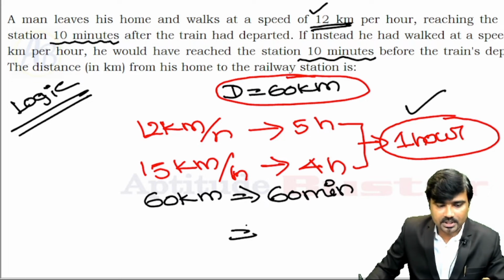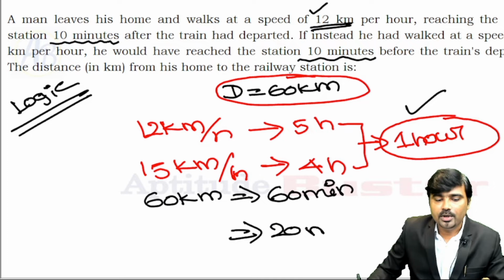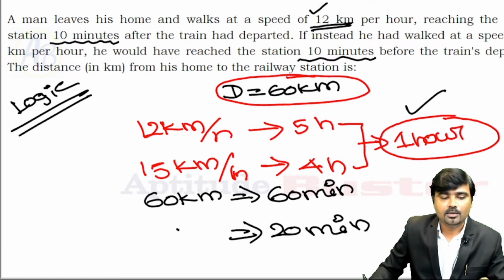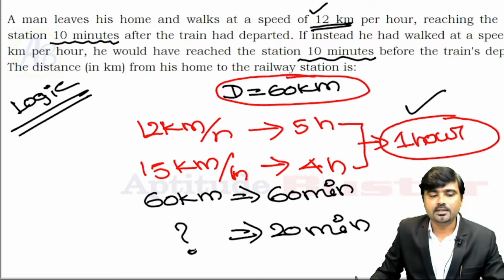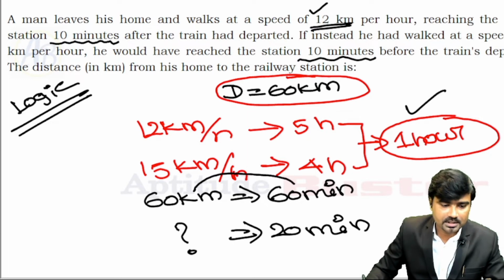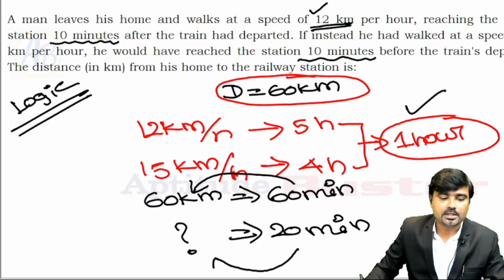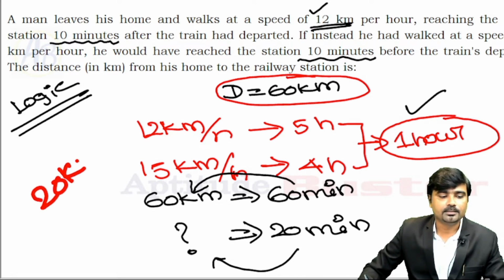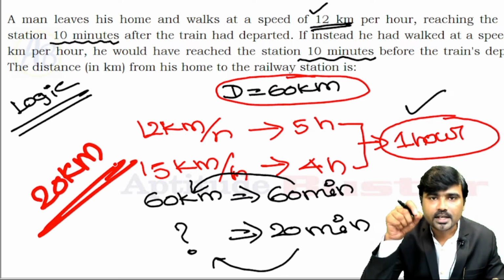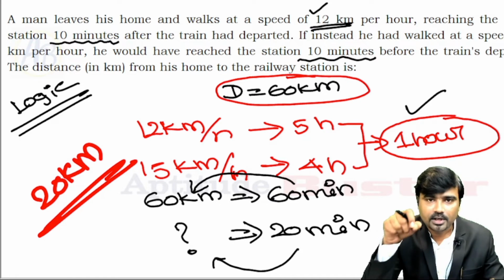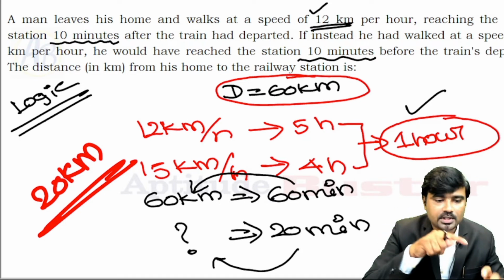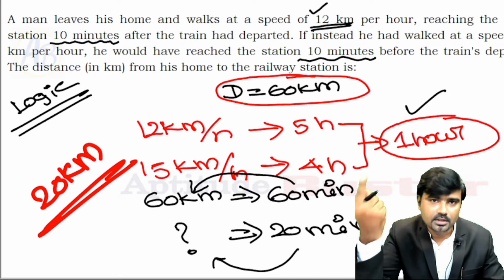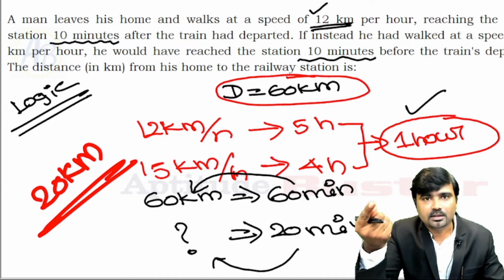As per the question, the time difference is 20 minutes. Then what's the original distance? That's very simple. 60 minutes means 60 kilometer, so 20 minutes means the total distance should be 20 kilometer. If you understand this logic, try to solve the questions using the same logic. Otherwise, use the previous method, the formula method.